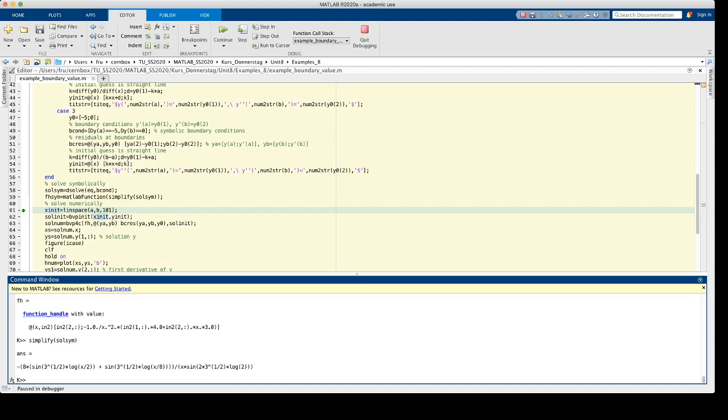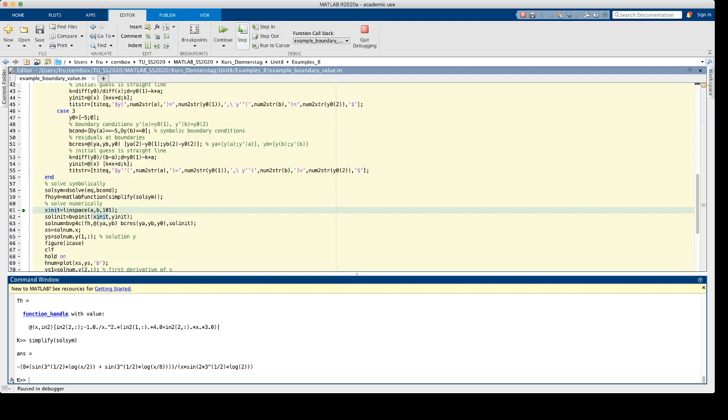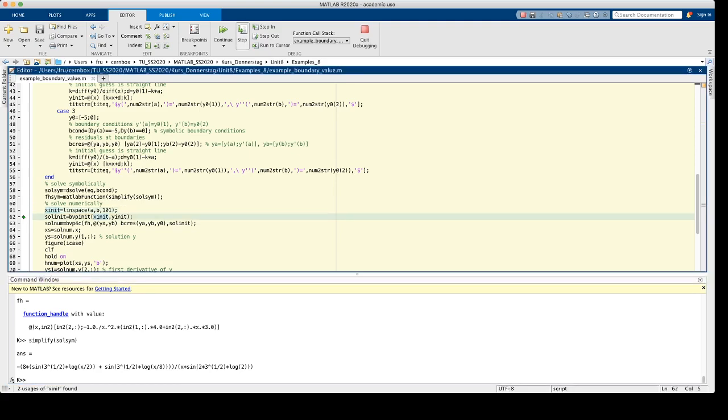Now we proceed to a numerical solution. We first define a grid in x between the points a and b, and the solution will be computed on this grid. So this is the vector xinit in line 61. In line 62, we now compute a structure solinit. This is returned by the Matlab function bvpinit, which takes as arguments the grid xinit and the function handle yInit.